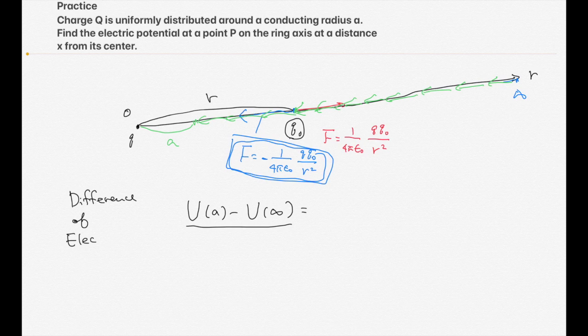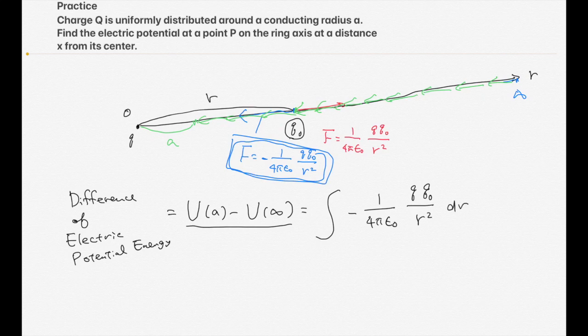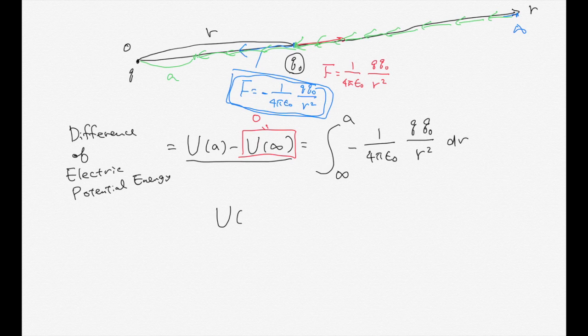Of electric potential energy. U A minus U infinity equals, you can use the integral, minus 1 over 4 pi epsilon naught Q Q sub 0 over r squared dr. You have to change the positions from infinity to A. And usually, by convention, we choose the potential energy at r equal to infinity to be 0. Then from these equations, we can find U A.